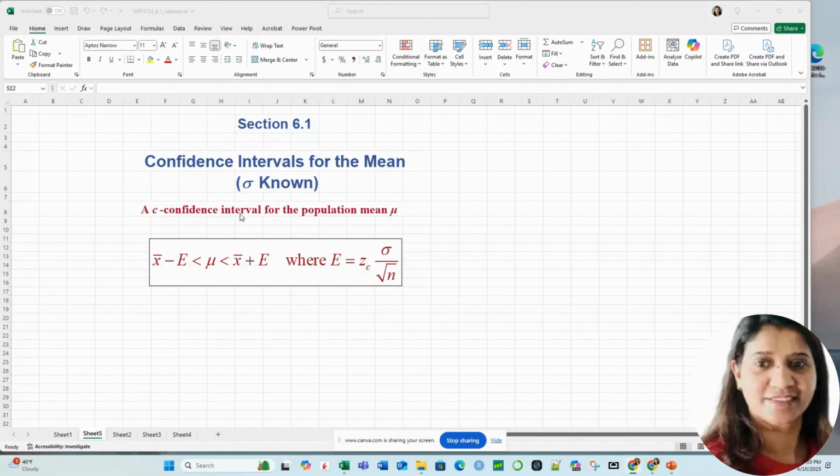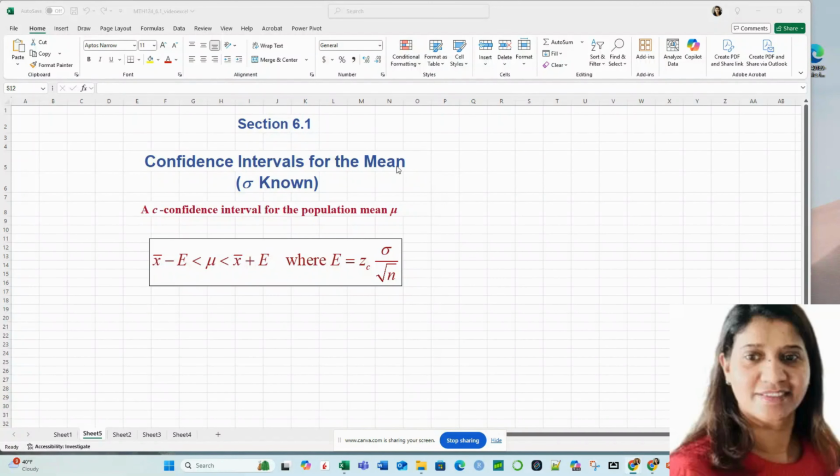Hi everyone, welcome back. In this video, we are diving into the confidence interval for the population mean when the population standard deviation is known. This is part of chapter 6 in the book, and it's a really important concept, especially if you want to understand how to estimate values using sample data.